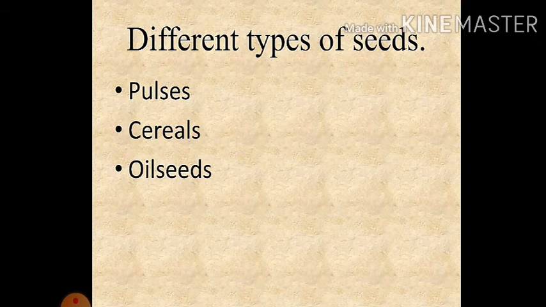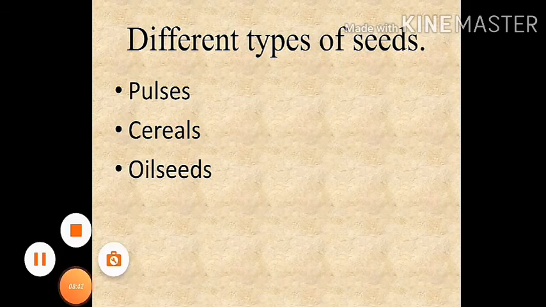Now, oil seeds. What do you mean by oil seeds? The seeds which release oil. Okay, when you break them, they will release oil, and they will be broken into pieces or powder or paste. Okay, so these seeds are known as oil seeds. Examples: groundnut, mustard, soya beans. So all these are known as oil seeds.